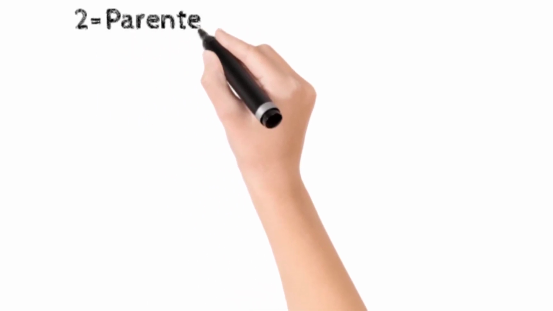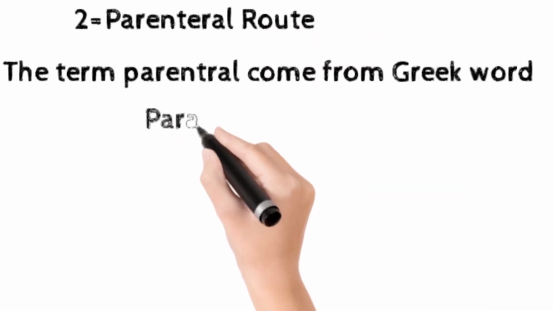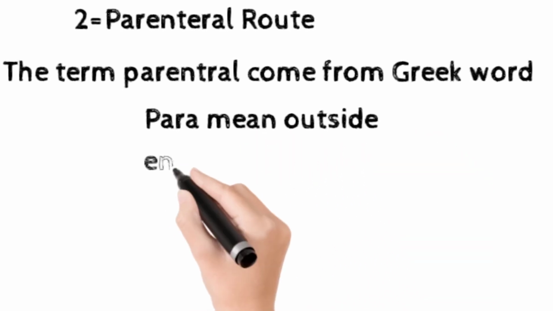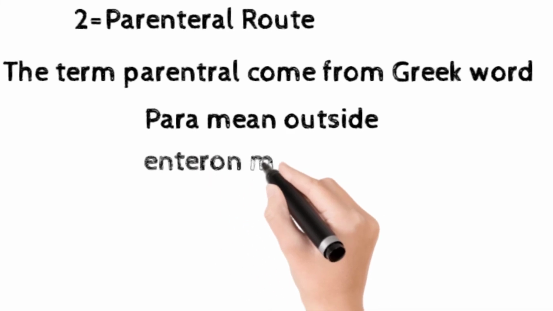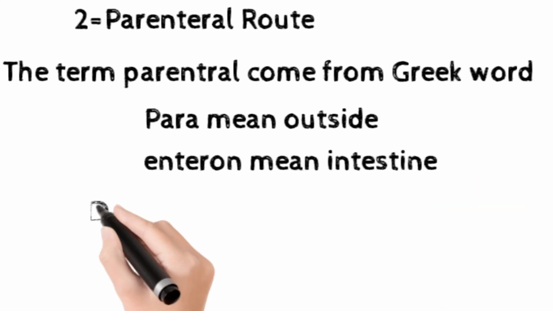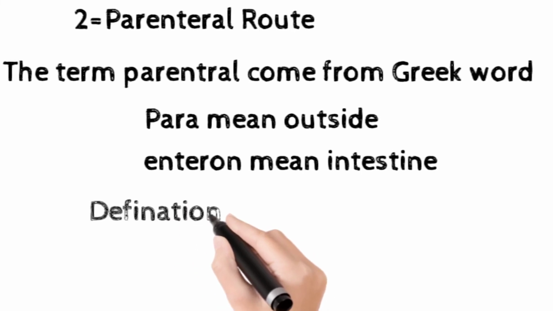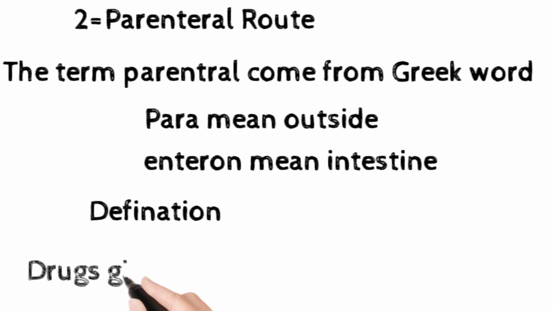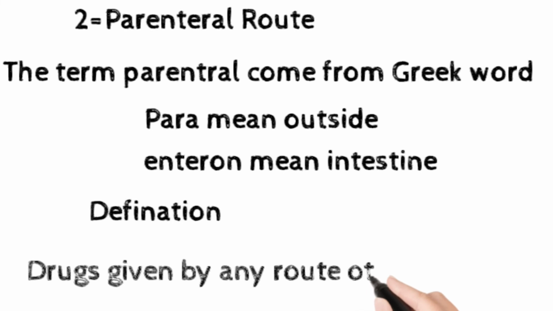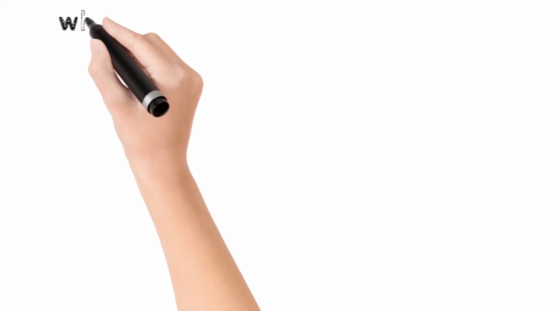Now systematically, after the enteral route, come to the parenteral route. The term parenteral comes from the Greek words para, meaning outside, and enteron, meaning intestine, meaning the route outside the intestine. Now how do we define the parenteral route? Drugs given by any route other than the GIT are known as the parenteral route.